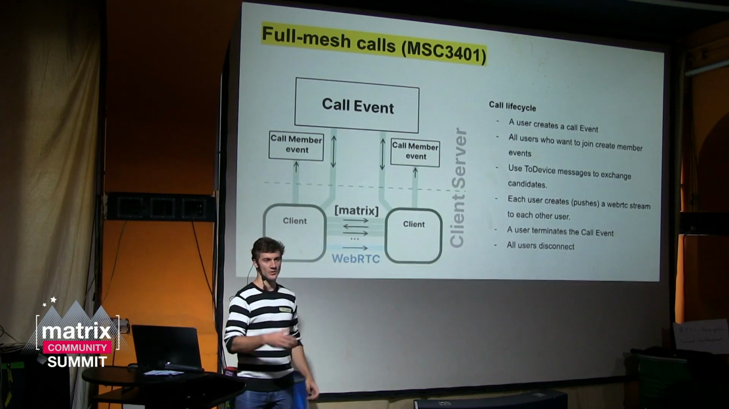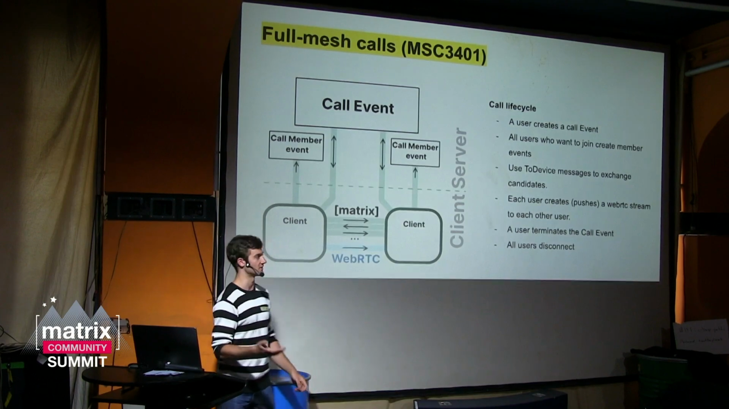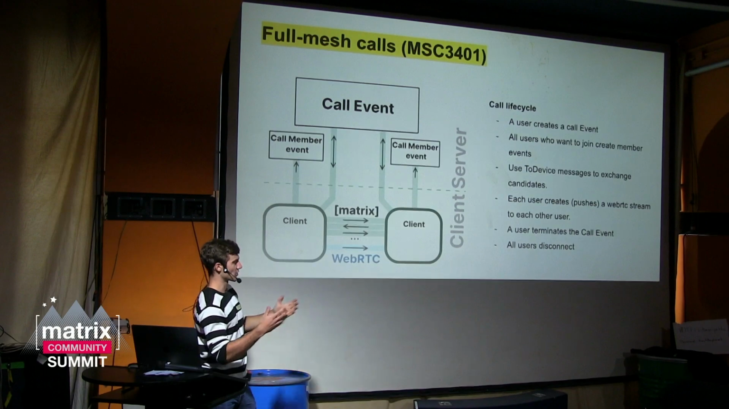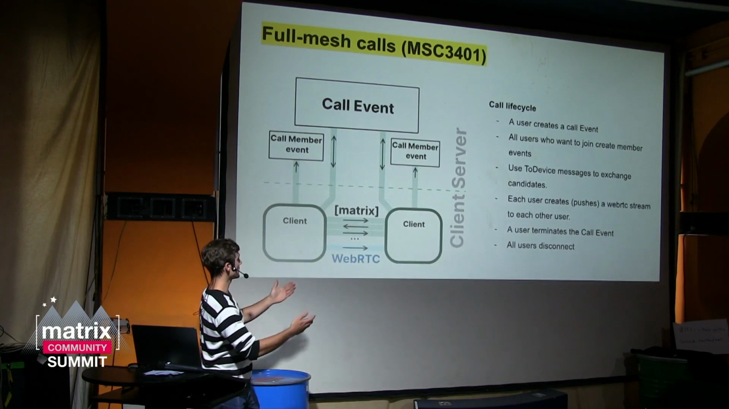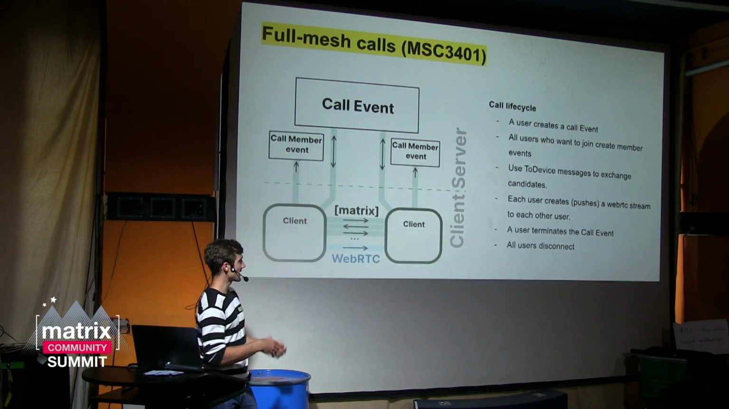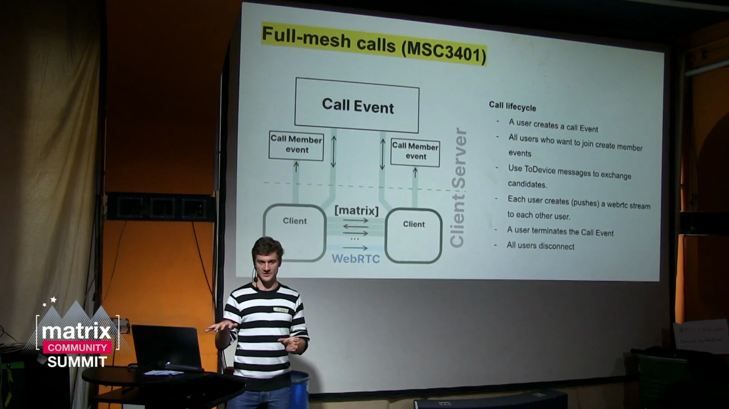In the first step, one of the users who's interested in having a call is just posting a call event. So the big event at the top is created, and the call is open. And then people start to see, oh, there's a call event, I want to participate, and they send their member events. And with the help of those member events, people can figure out whom they want to connect to.